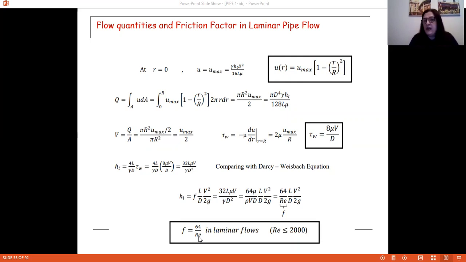Even though we concluded that f is a function of Reynolds number and relative roughness, we see that if you have laminar flow in your pipeline, then f becomes equal to 64 divided by Reynolds number. That is the magnitude of f that you can directly calculate. So the dependency on epsilon over D, the dependency on relative roughness, drops for laminar flow condition.